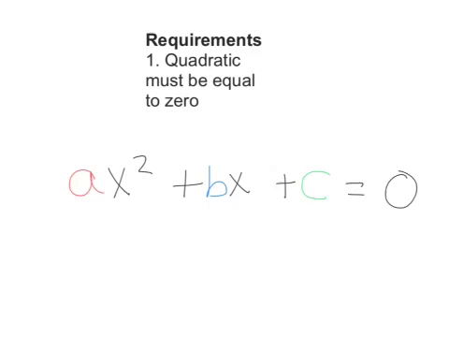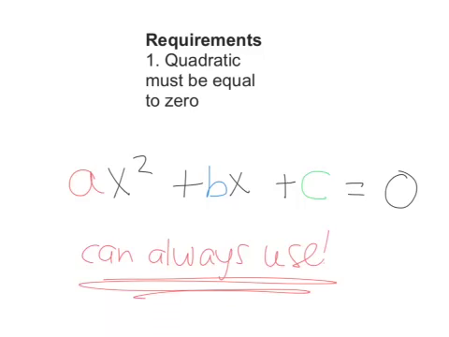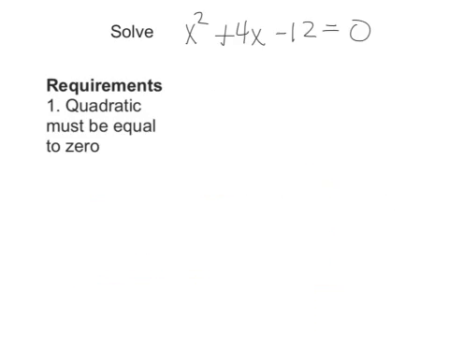And that's a benefit of the quadratic formula. You can always use this method. So it's a benefit, but sometimes it's not the most efficient method. Sometimes it's really slow, but at least it gives us an answer. So our only requirement is it's got to be equal to 0. So if we're supposed to solve this one using the quadratic formula, the only requirement we have is that it is equal to 0. And this one it is.